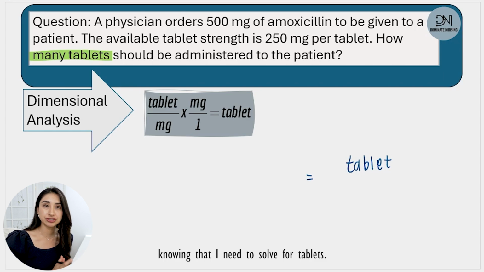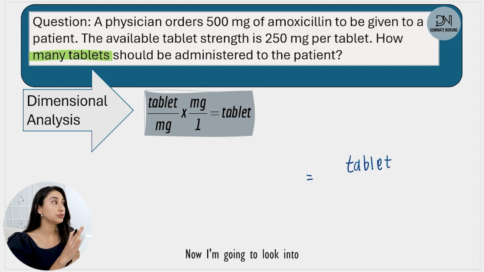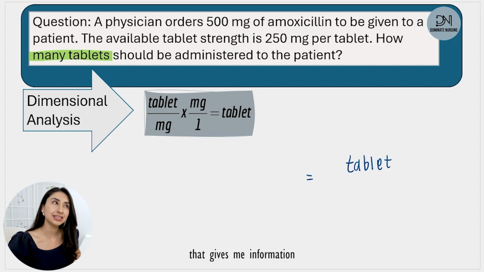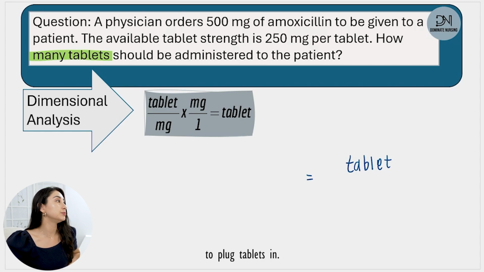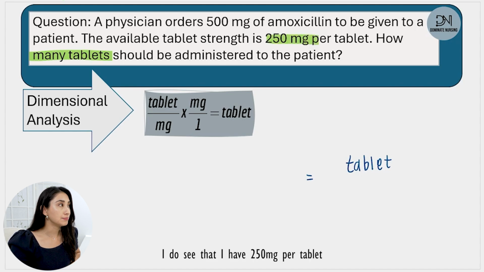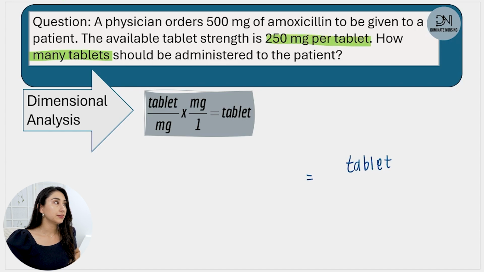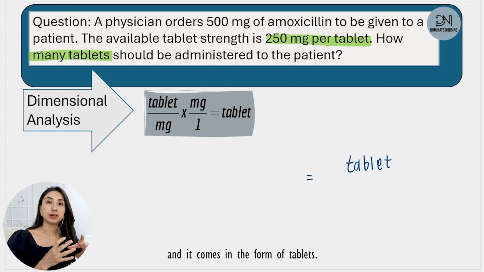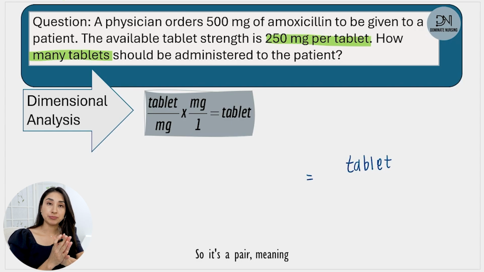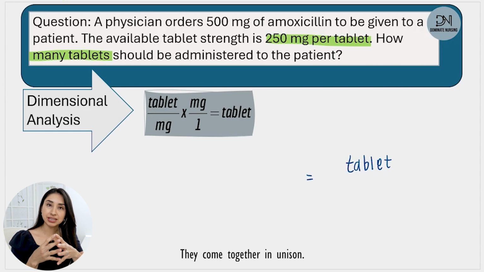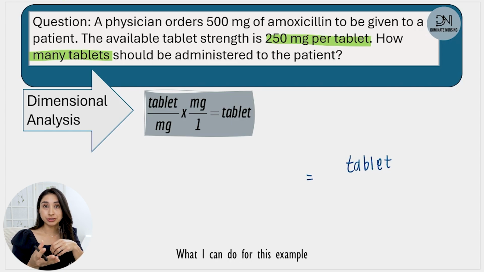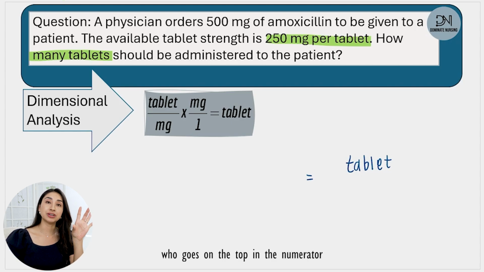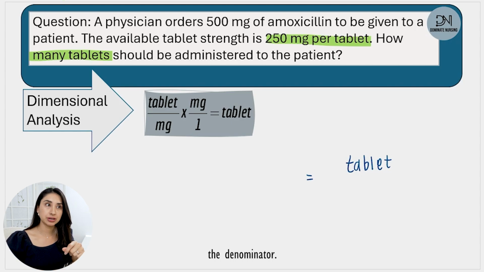Looking at that, knowing that I need to solve for tablets, now I'm going to look into the question and see if I find anything that gives me information on tablets that I can use to plug tablets in. So looking here, I do see that I have 250 milligrams per tablet. Based off of that 250 milligrams per tablet, I know that that 250 milligrams is the concentration of the medication, and it comes in the form of tablets. So it's a pair, meaning I'm not going to be able to separate them. They come together in unison. What I can do for this example, though, is determine who goes on the top in the numerator and who goes in the bottom of the fraction, the denominator.